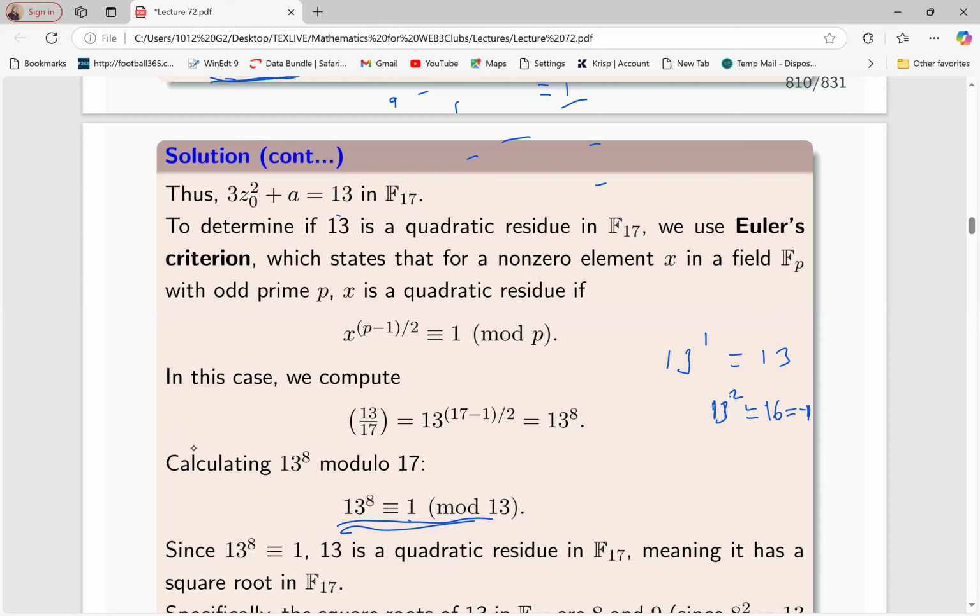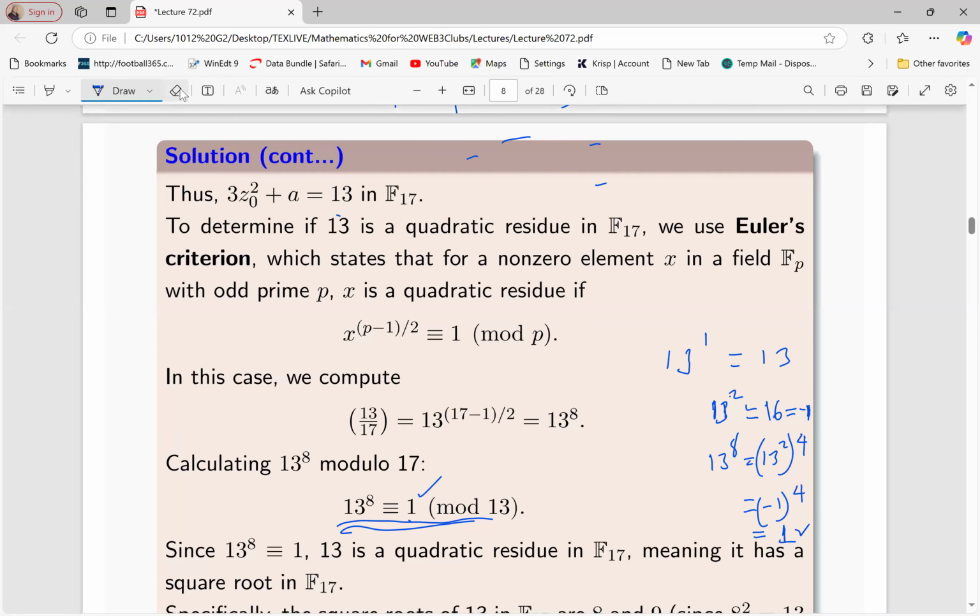But what we want is 13 raised to 8. This will be the same as 13 raised to 2, then raised to 4. But 13 raised to 2, we just found to be -1. When raised to 4, you get 1, because it's a negative number raised to an even number. So that's what you get. It means, therefore, 13 has a square root. So the 3 conditions have been met.